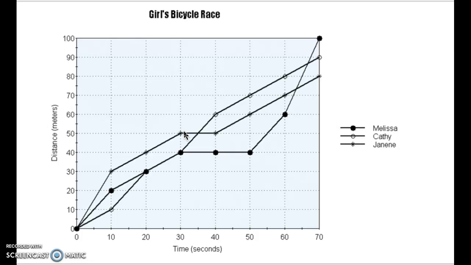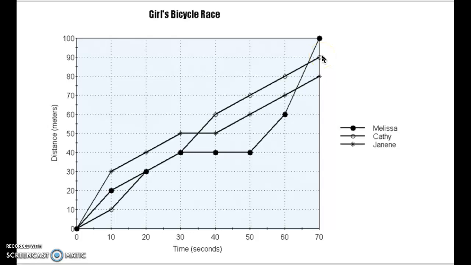Another topic we have discussed is constant speed. For example, here if we follow Kathy's, constant speed is when the slope continues up at a steady pace, meaning it does not get higher, it does not get lower. It stays exactly the same. So here, Kathy would have constant speed from 40 seconds through 70 seconds.